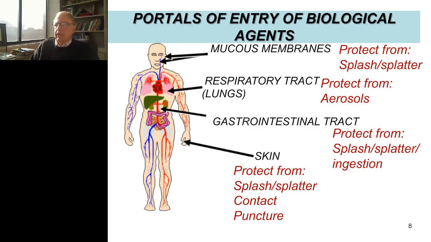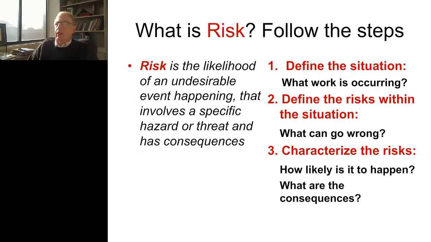Another means of entry is the skin. So you protect the skin from splash, splatter, contact, and puncture wounds. So we've done a lot in the laboratory to go to needleless systems so that we don't risk a puncture wound. So this shows you those portals of entry that I was referring to in the chain of infection slide prior to this. Going on to the next slide, I'm asking the question, what is risk?